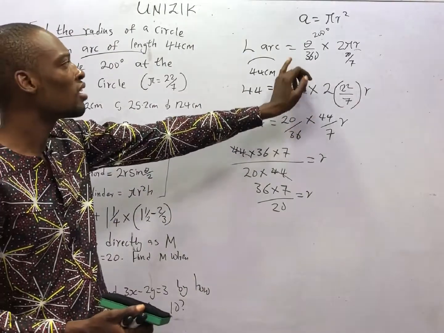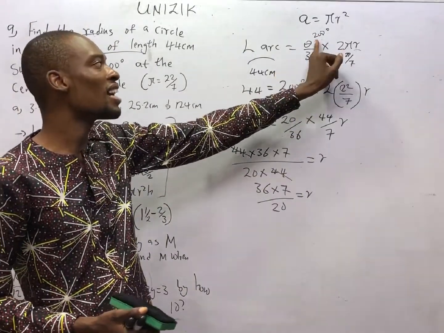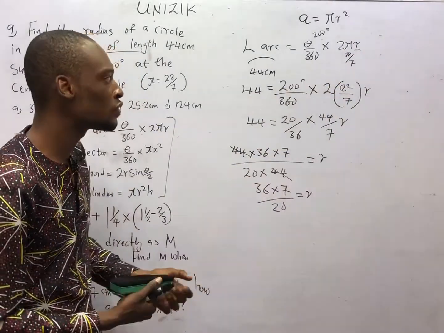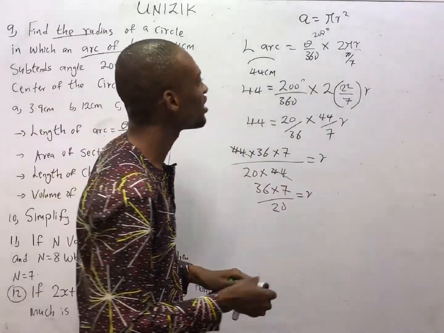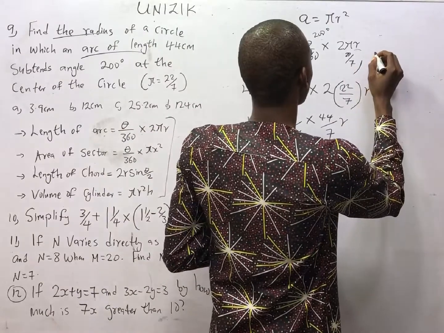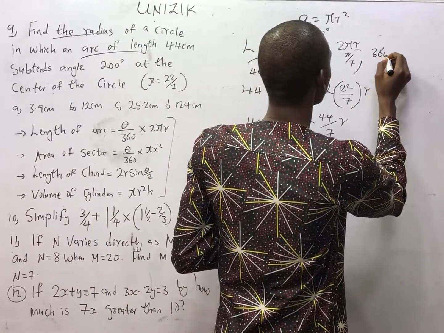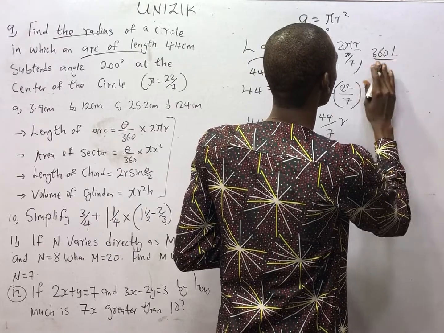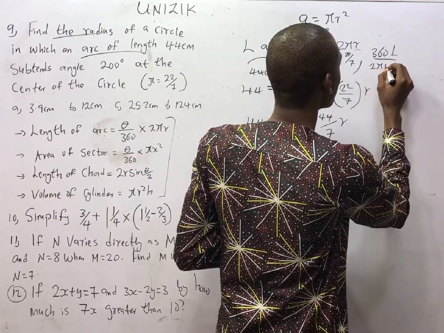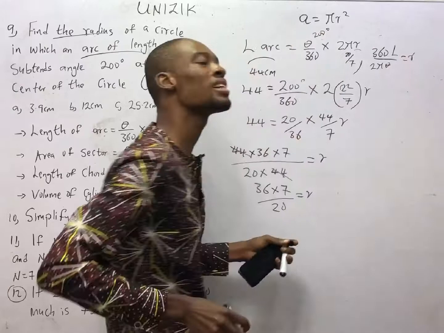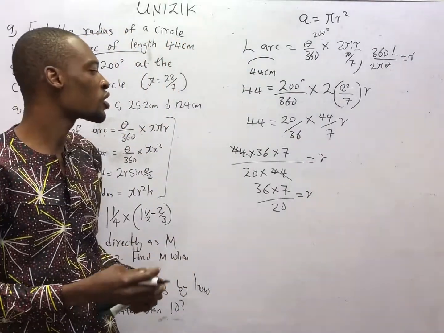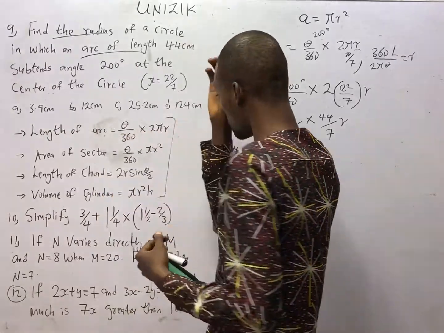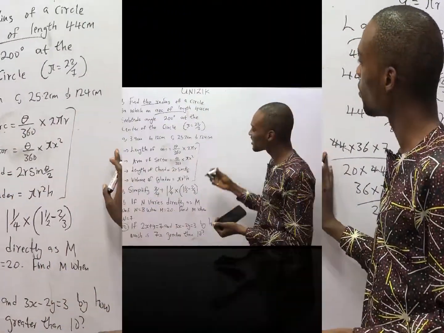From this formula, we have the length of an arc, we have the angle, we have pi. So I simply made r the subject of the formula, which you can do directly to say that 360 times length of arc over 2 pi theta is equal to r, making r the subject of the formula. When you substitute, you get to this point. So 36 times 7 over 20 is equal to r.